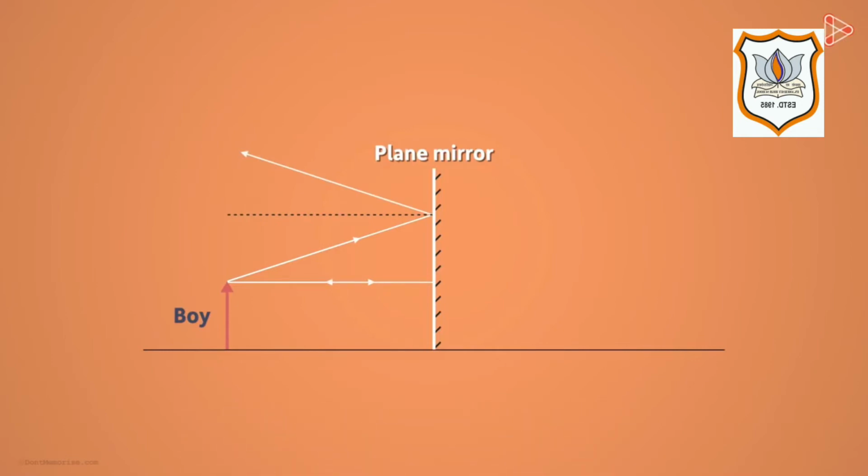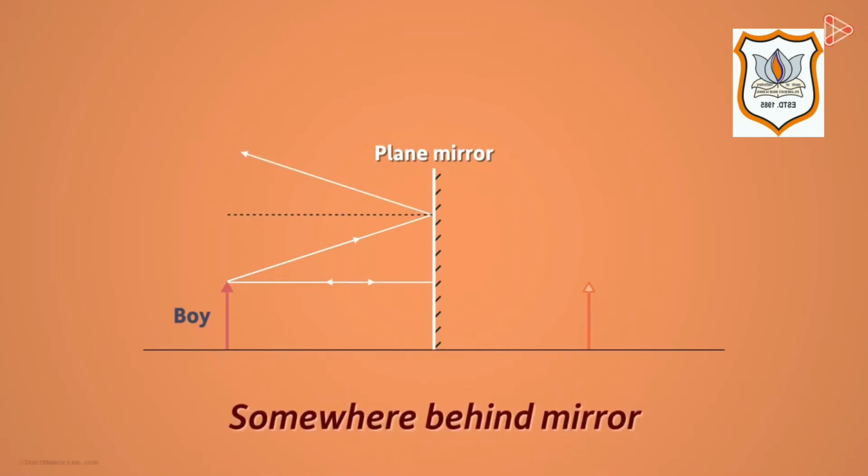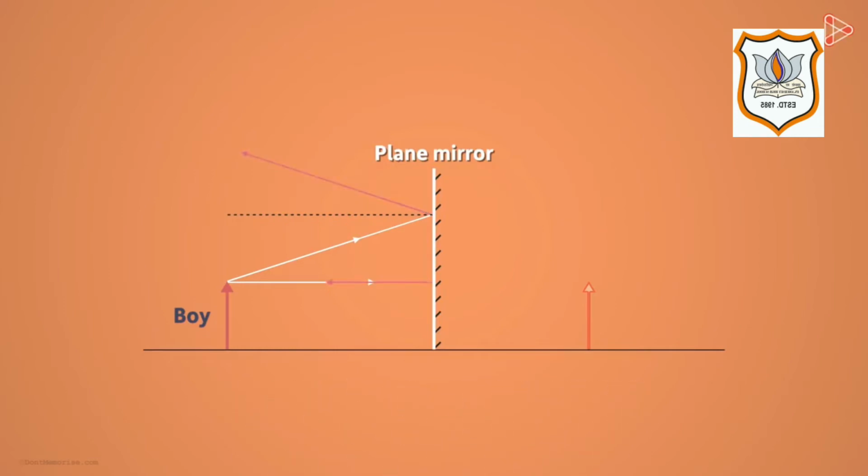But we know that the image is formed somewhere behind the mirror. So let me extend these reflected rays backwards and see what happens. We see that they meet at this point behind the mirror. And to us, this is where the top of the image appears to be.